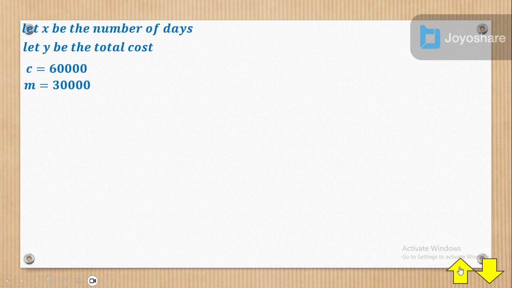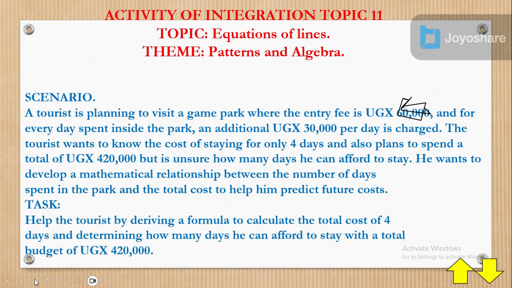Now why is it our gradient? Because the gradient can go up or down. This is something I want us to reason about, a gradient. About this one here, Uganda shillings 30,000 per day is charged. So it means that someone can decide not to go. So if you're going every day, now these are types of gradients. If you're going every day, it will go up. If you decide to go and not spend, it will go down.